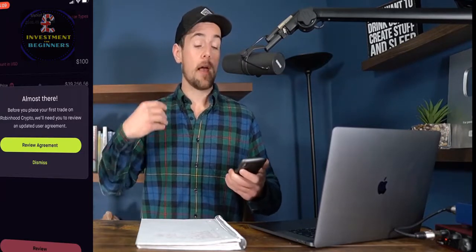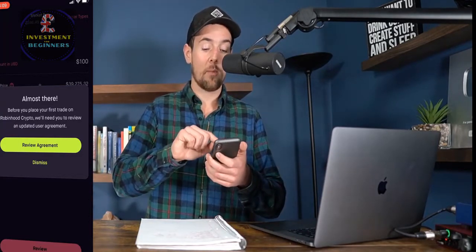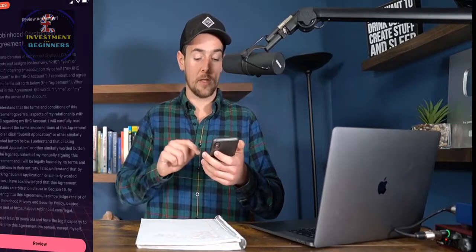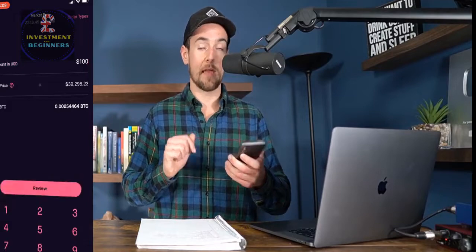So Robinhood does have a private insurance policy, and they also store the majority of the cryptocurrencies offline in cold wallets. However, in the event that there was theft of cryptocurrency from this exchange and that insurance policy was fully exhausted, you are potentially running the risk here of losing the money you have invested in cryptocurrency since there is no federal insurance. So that's why we have to review this agreement and accept it before we are able to actually purchase cryptocurrency on the app.